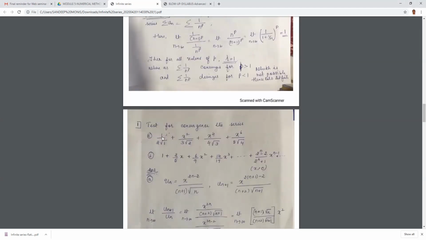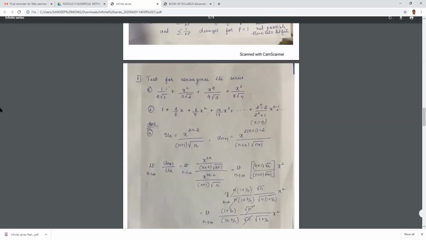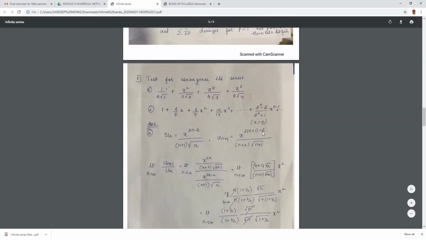Like that, see. By noting down the terms of the series, you need to write un. Once you write un, un plus 1 is easy. Just what you need to do, replace n wherever there is n by n plus 1. So now let me change the values of n. Instead of n, I'll put n plus 1 here, n plus 1 here, here n plus 1 plus 1. So what do you get exactly? X to the power 2n plus 2 minus 2 divided by n plus 2 into square root of n plus 1.